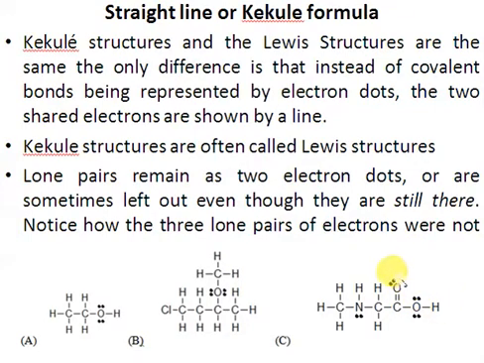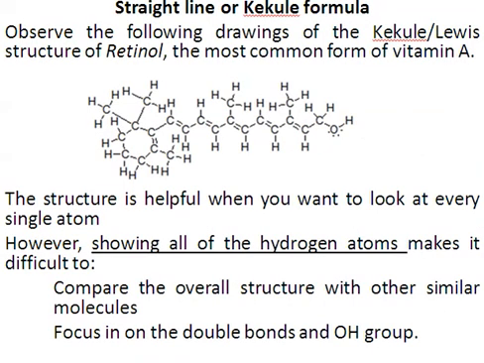You can see whenever there's a lone pair, we are representing it as two dots, and whenever there's a bond, that's represented by a line, right? So normally condensed formula and Lewis formula are considered the same. There are very slight differences between them, but most of the time people consider them the same thing. Just for example, we have drawn a condensed Lewis structure for retinol. Retinol is a very common form of vitamin A.